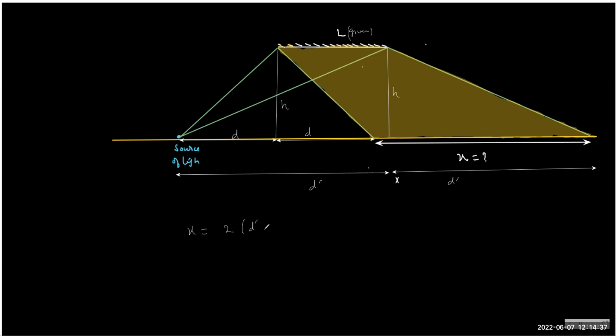2D dash minus 2D, correct? Yes. So if you add, you can say 2D plus x is equal to 2D dash, isn't it? So do we have some relation with L? How is L related to D dash or whatever?